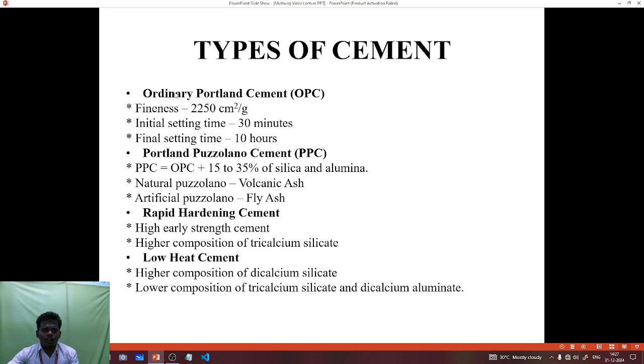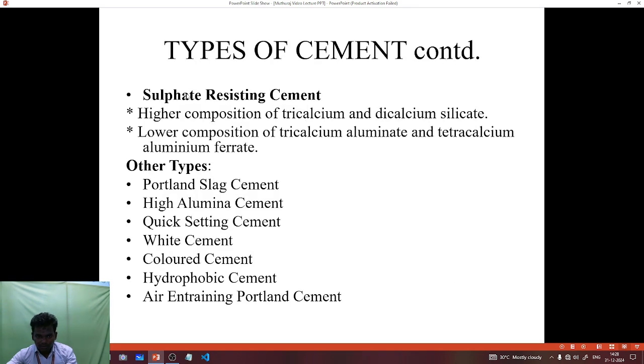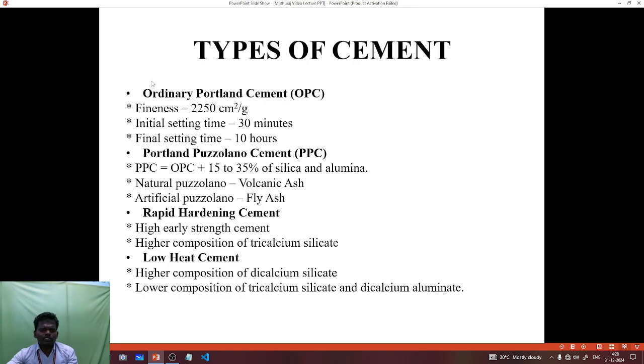The types of cements: ordinary Portland cement. There are 5 types of cement which are the most important types used in our country, and there are some other important types of cements here. The properties of ordinary Portland cement are fineness 2250 centimeters square per gram, initial setting time 30 minutes and final setting time 10 hours. For Portland pozzolana cement, PPC, when ordinary Portland cement is added with 15 to 35% of silica and alumina, the Portland pozzolana cement can be extracted.